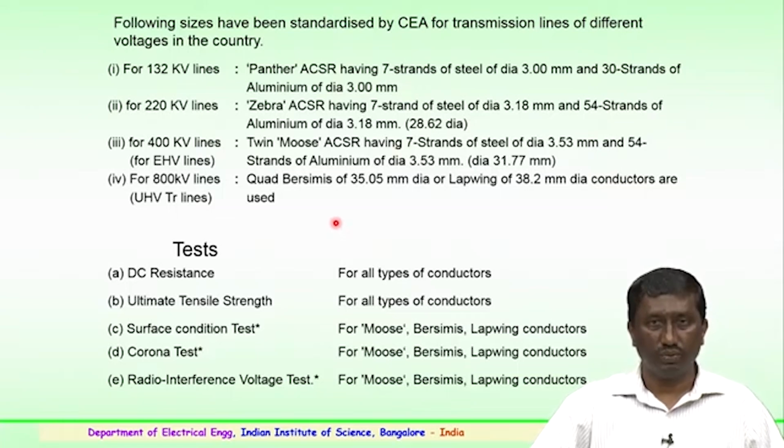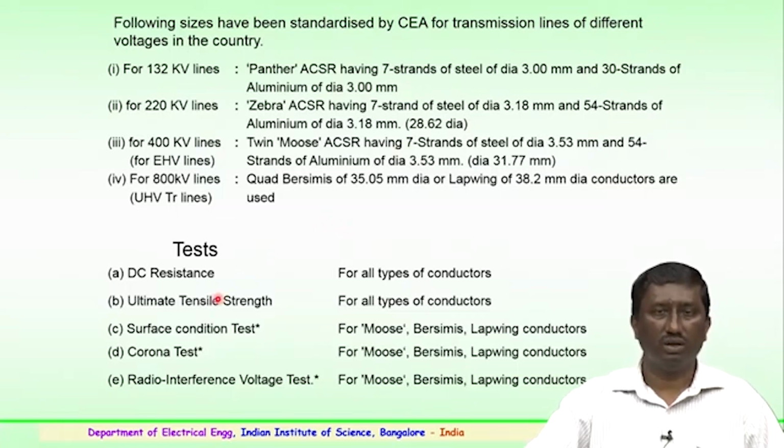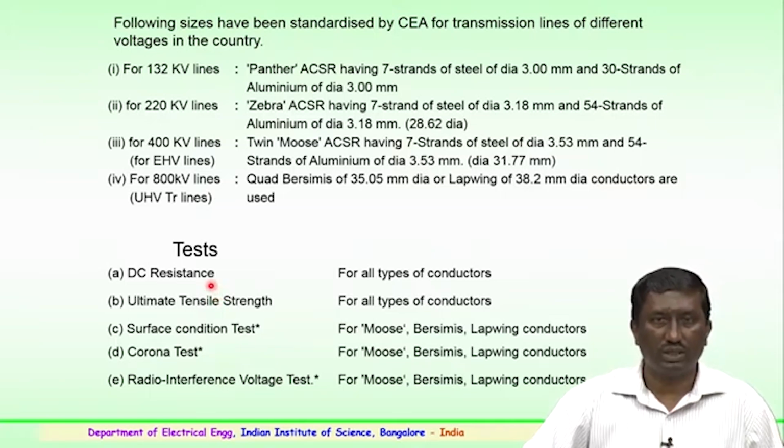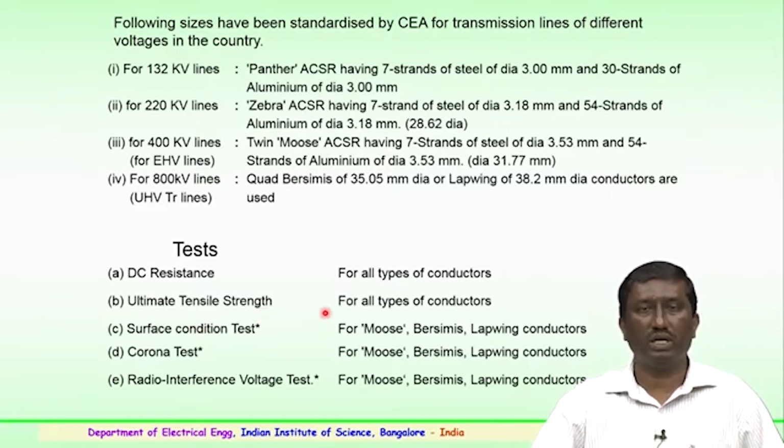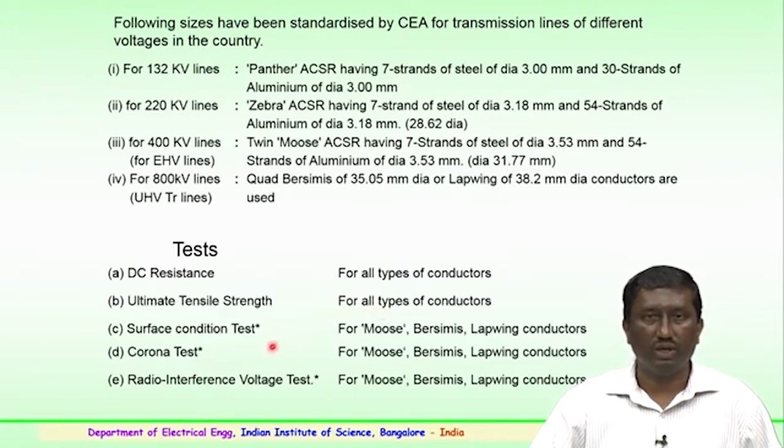These show some of the preliminary tests which are to be carried out essentially for all types of conductors. DC resistance is normally measured for all types of conductors. Ultimate tensile strength, which shows the mechanical withstand capability, is also tested for all types of conductors.